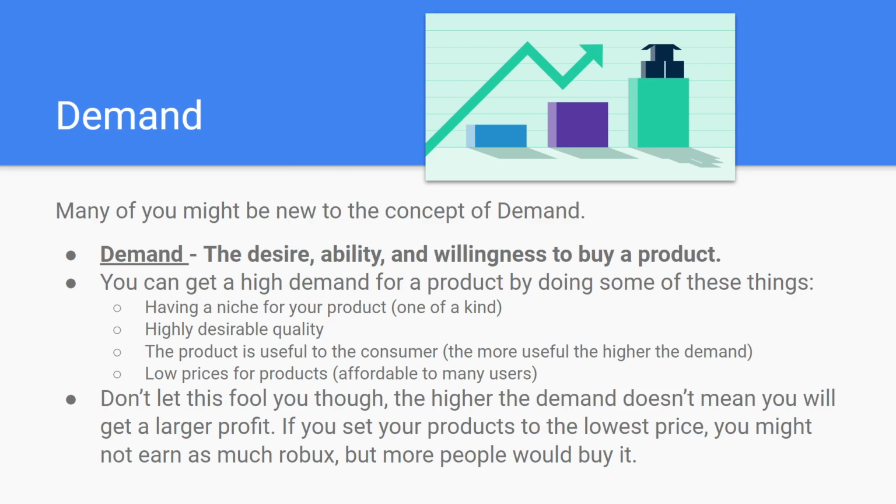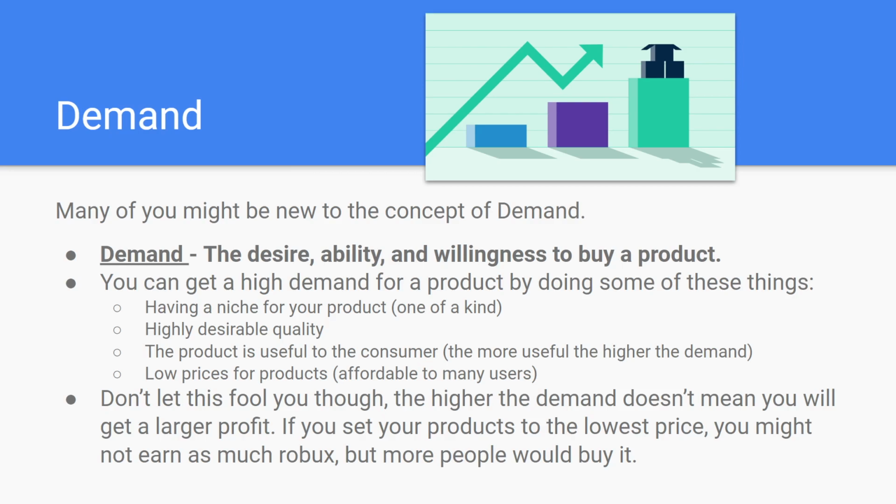Highly desirable quality. If it has a really good quality, they're definitely going to want it. And the product is useful to the consumer. If it's really nice clothing and they're going to look nice, or it's going to be really helpful to them in a game, if it's a Game Pass, then they're probably going to want it. And low prices for your products are also going to increase your demand because more people are going to buy it because it's a lower price, obviously. But don't let this fool you though. A higher demand doesn't mean you will get a larger profit.